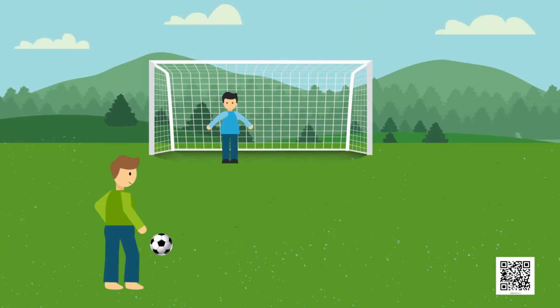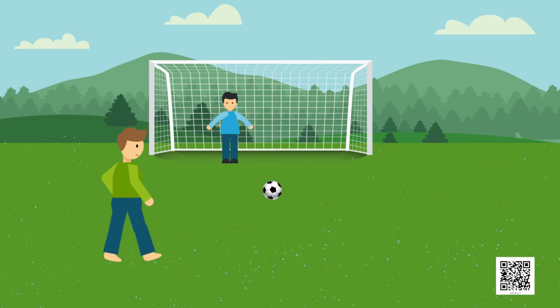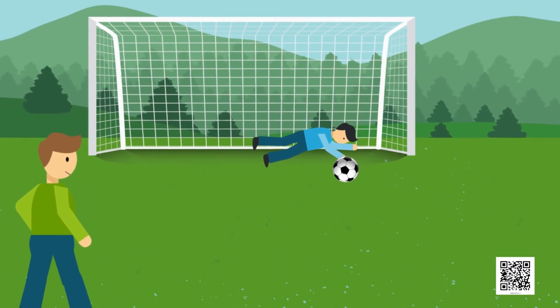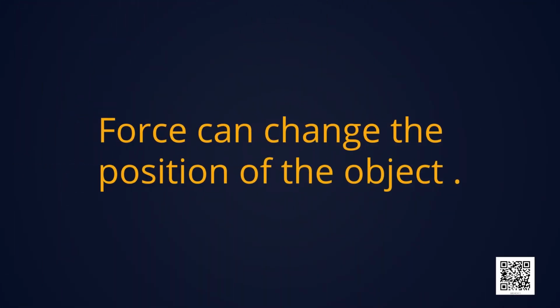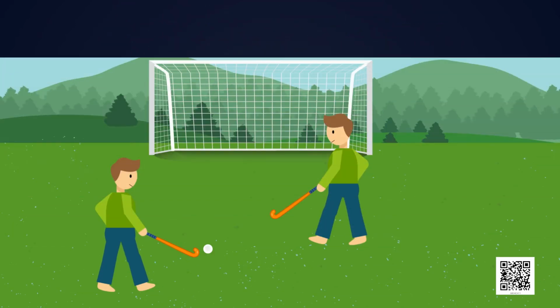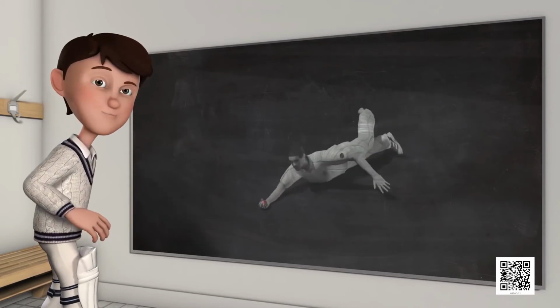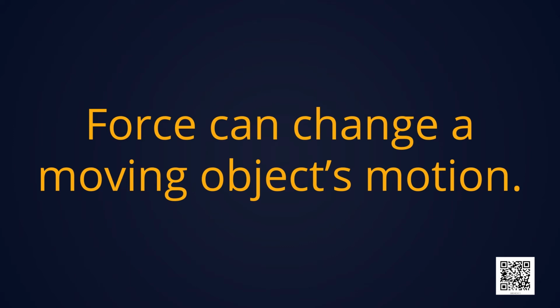Students, if we apply force on a stationary ball, it begins to move. As you must have seen in a football match, a football lying on the ground when kicked begins to move. Here, force can change the position of the object. Force can stop a moving object. For example, when a cricketer catches a ball, it comes to rest. So, force can change a moving object's motion.